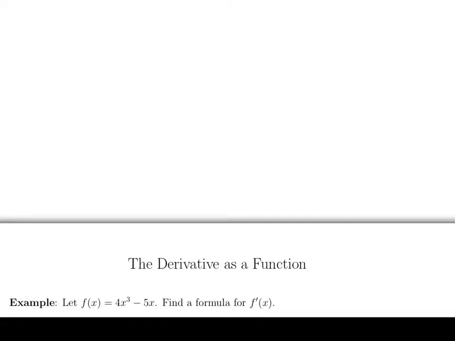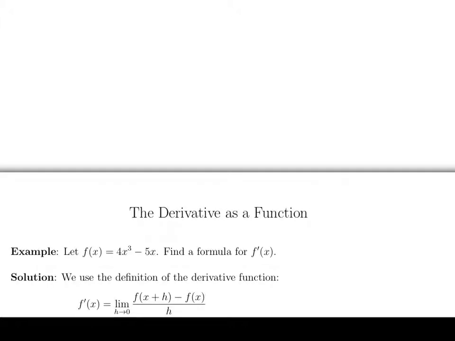Hello, calculus fans. Okay, so let's compute f prime of x given this function, f of x equals 4x cubed minus 5x. So we're going to use the definition of the derivative function. And that means we're going to have to write this as a limit. And it's the usual limit that we've been working on. So let's go ahead and plug in the function into this.